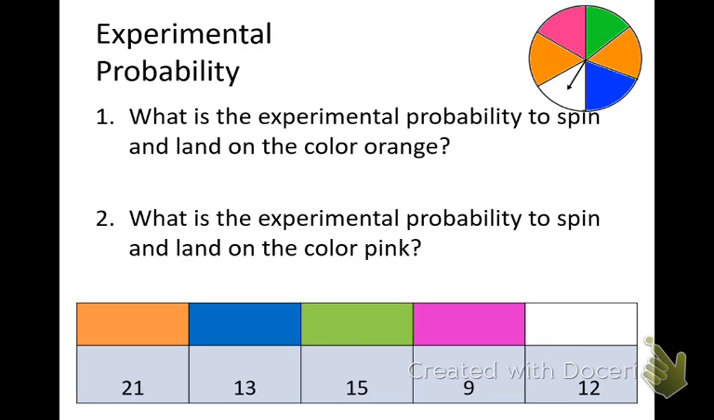Then we're going to talk about experimental. So go ahead and write down experimental probability. So theoretical is what should happen. What is the experimental probability? What happened? What actually happened. And you're always going to see a chart, which would also be good information. So experimental is what actually happened, and you will see a chart, just like we have here.